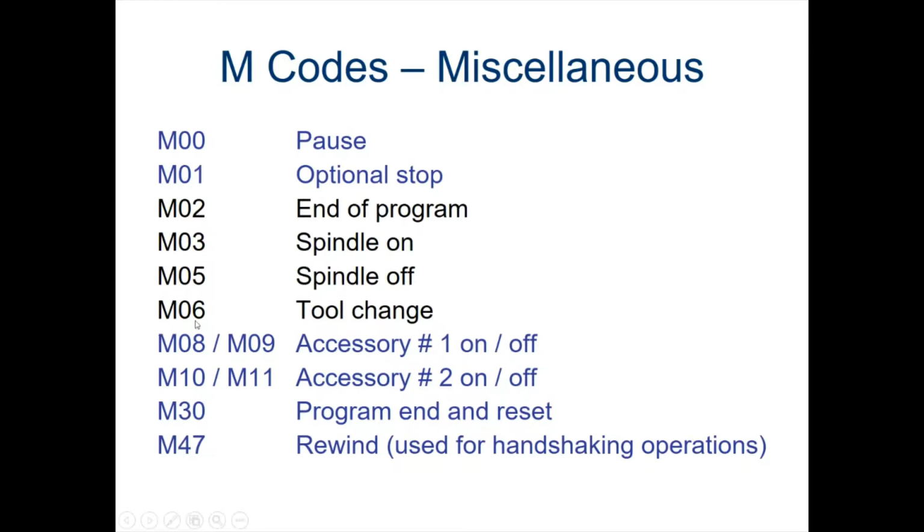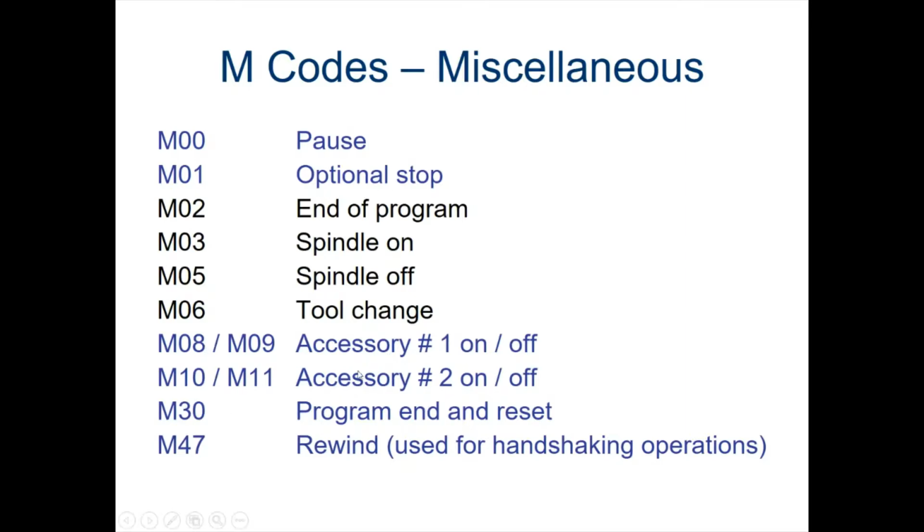And then the other one that we're going to use quite a bit is M06, which is our tool change. Anytime we want to change from one tool to another, we're going to use that command. The way our mill works is that it will move to a tool change position, which is going to be up above the part. It moves to a safe position where you can change out the tools, and you put the new tool in, and then you can resume the program after that.